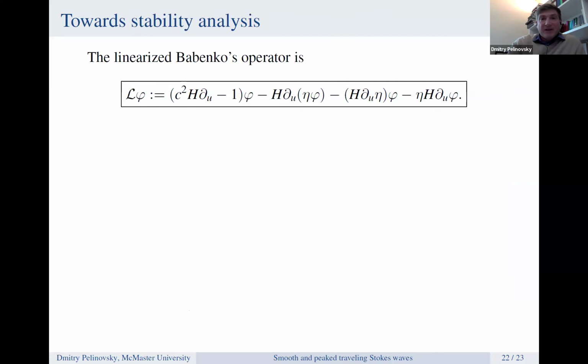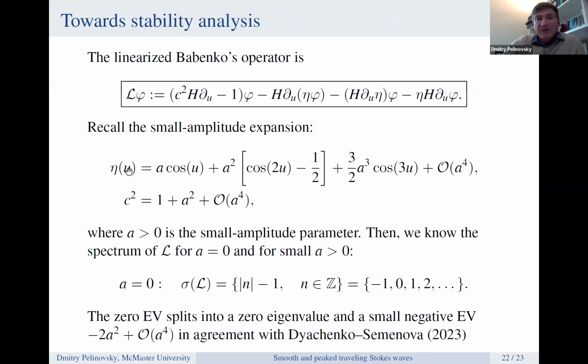Other things we can think about are linearization and stability theory. The linearized Babenko equation is still a self-adjoint operator. Here, if we are in the small amplitude expansion case, we immediately see that this operator is close to a constant coefficient operator with spectrum being given by Fourier modes. The zero Fourier mode is located at the negative eigenvalue -1. The first Fourier modes, cosine and sines, give a double eigenvalue 0. Higher Fourier modes give positive eigenvalues.